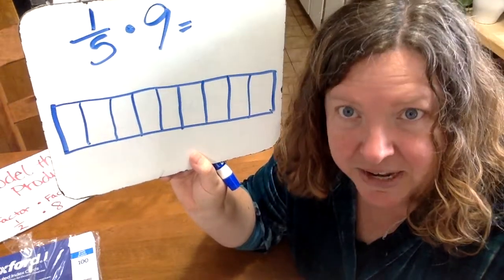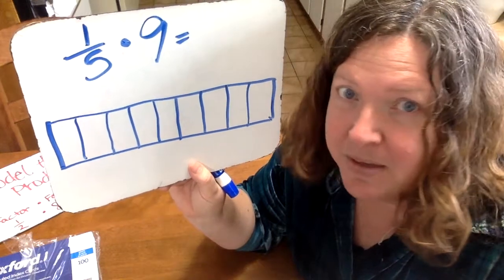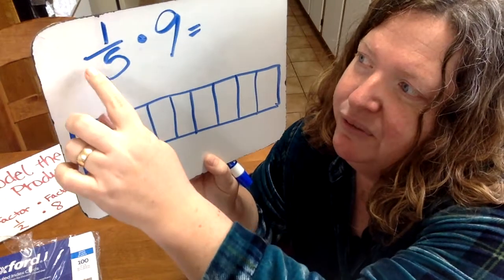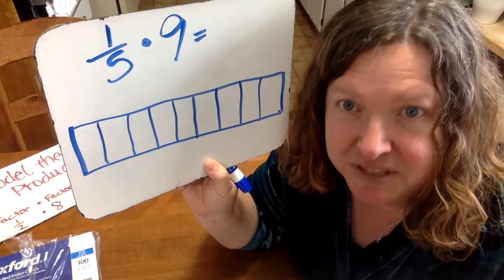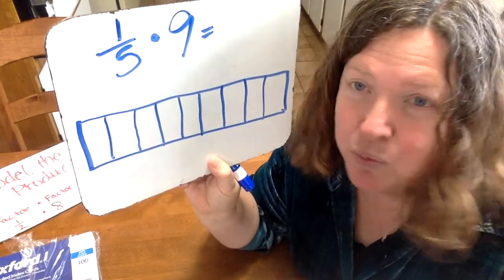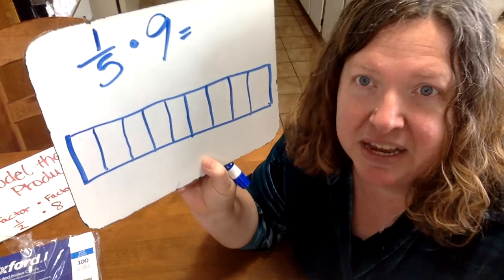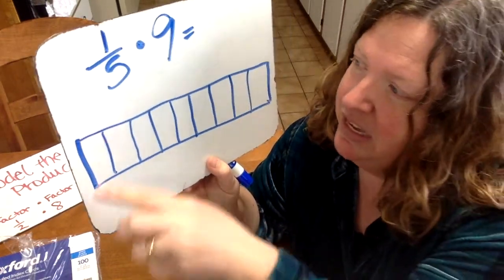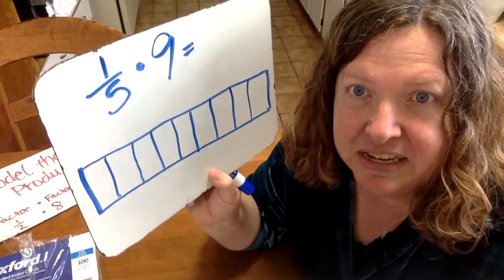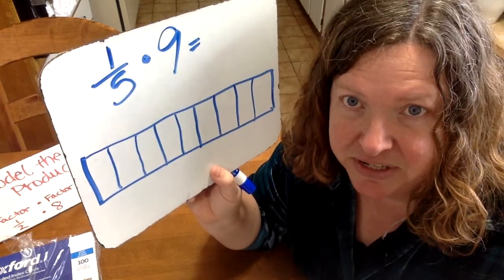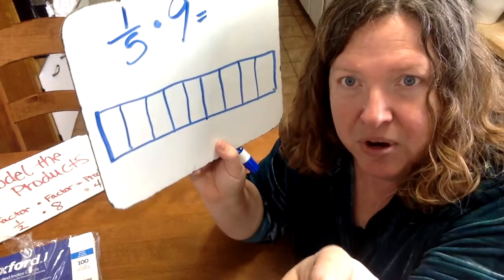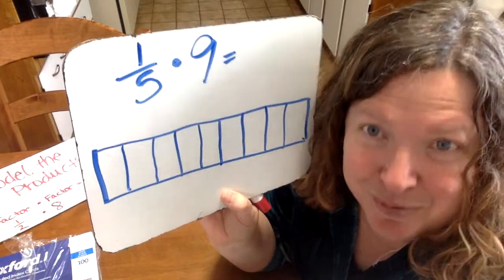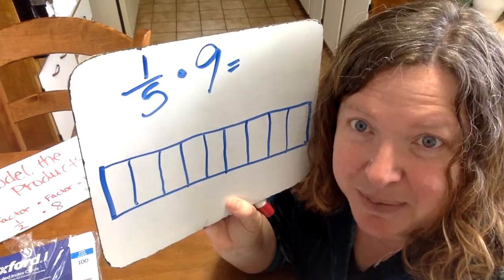Now, are we done? No, because he only walks 1/5 of the distance. He only walks 1/5 of this 9. So we have to draw each of these 9 into 5 sections. I'm going to get a different color marker to do that. All right, I got my red. I hope you're drawing along with me. Remember, you can pause at any time to stop and draw.